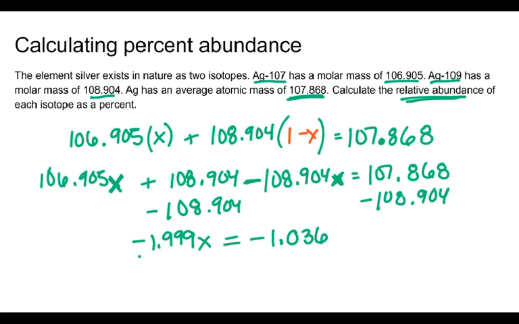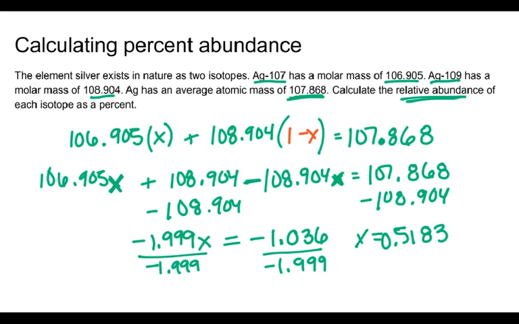Then I'm going to divide, to isolate my x, so I'm going to divide both sides by negative 1.999, which means x equals 0.5183, and then it's 2.5, so I'm going to round it up to 3 because I need 4 sig figs, right? I have 4 in both my numbers there, so I need 4 in my answer. Now remember, these are supposed to be a percentage. So if I multiply that by 100, it equals 51.83%.